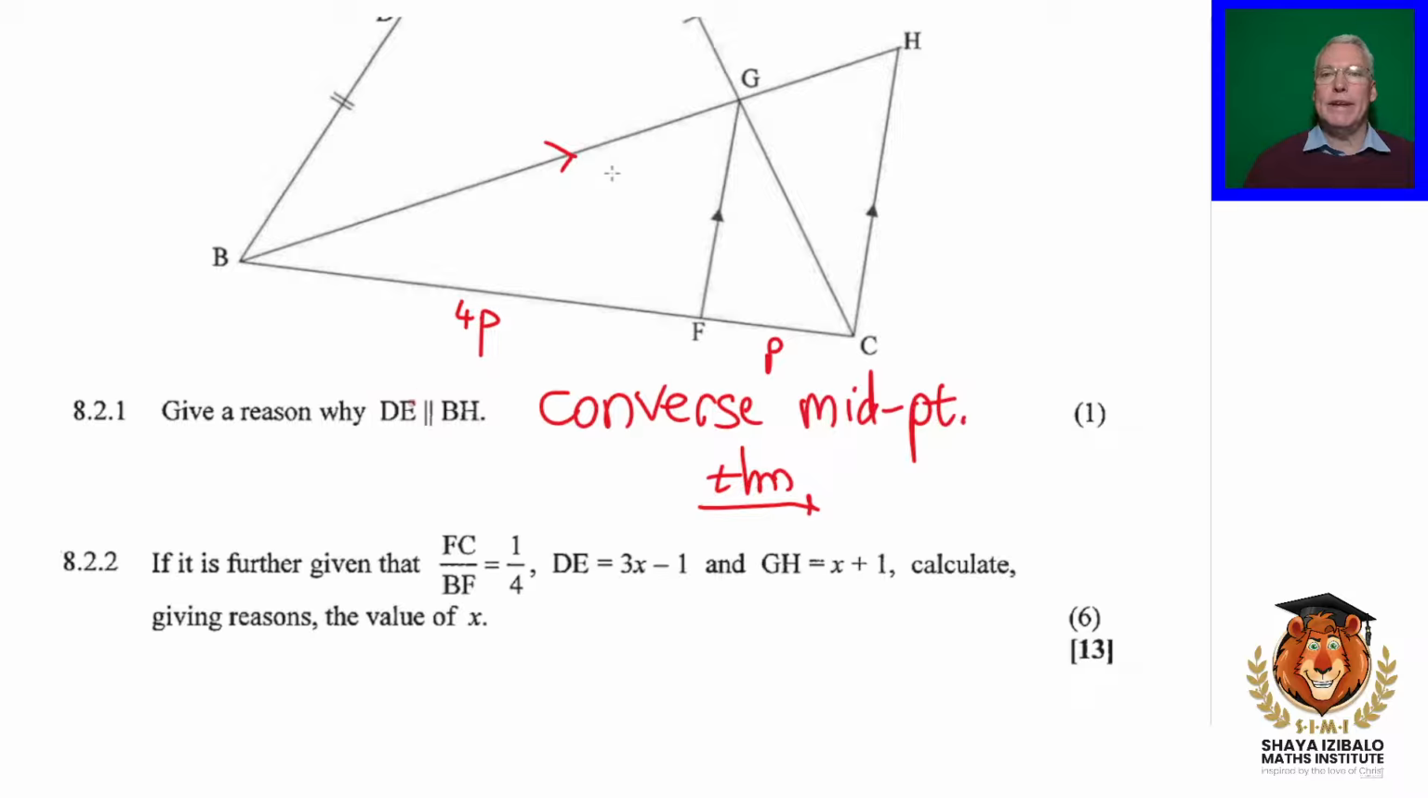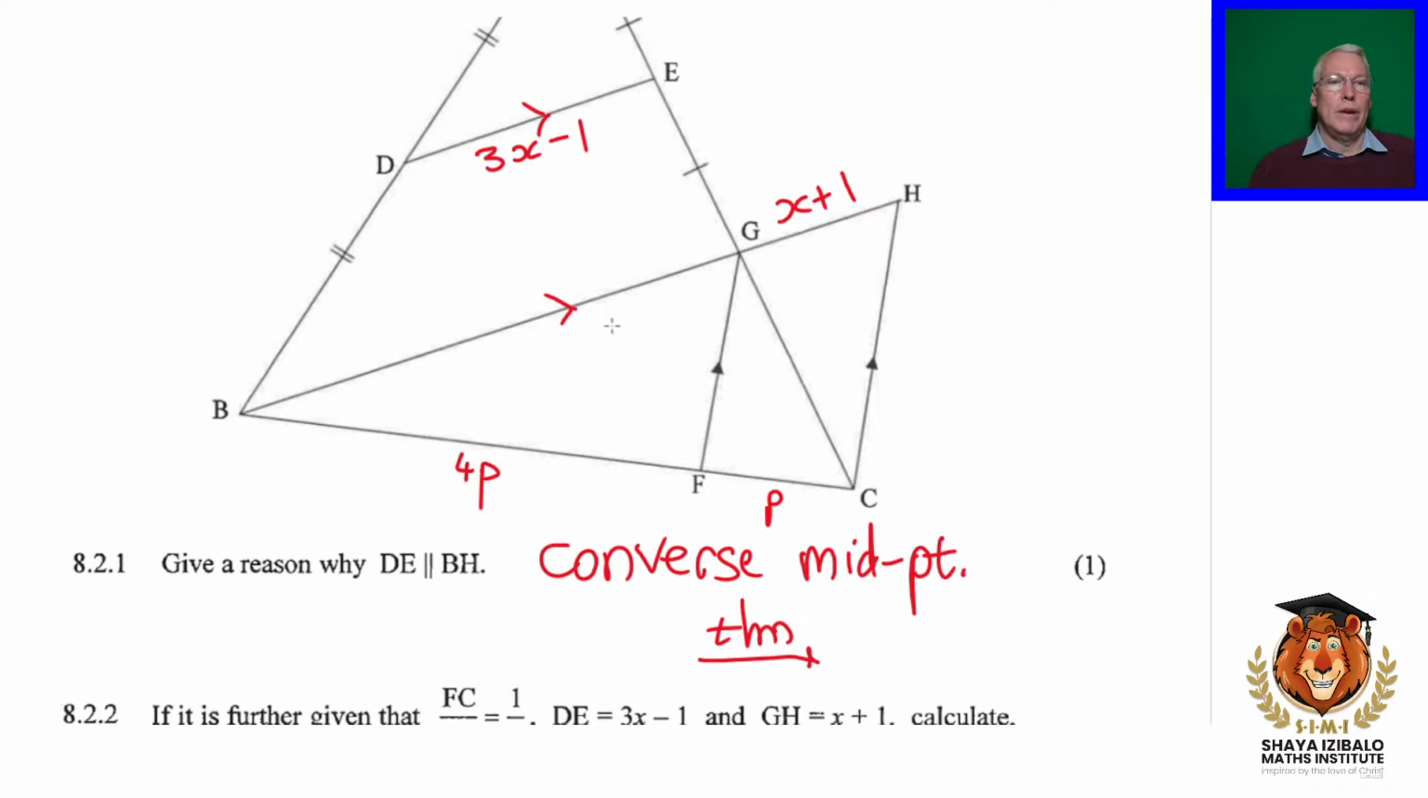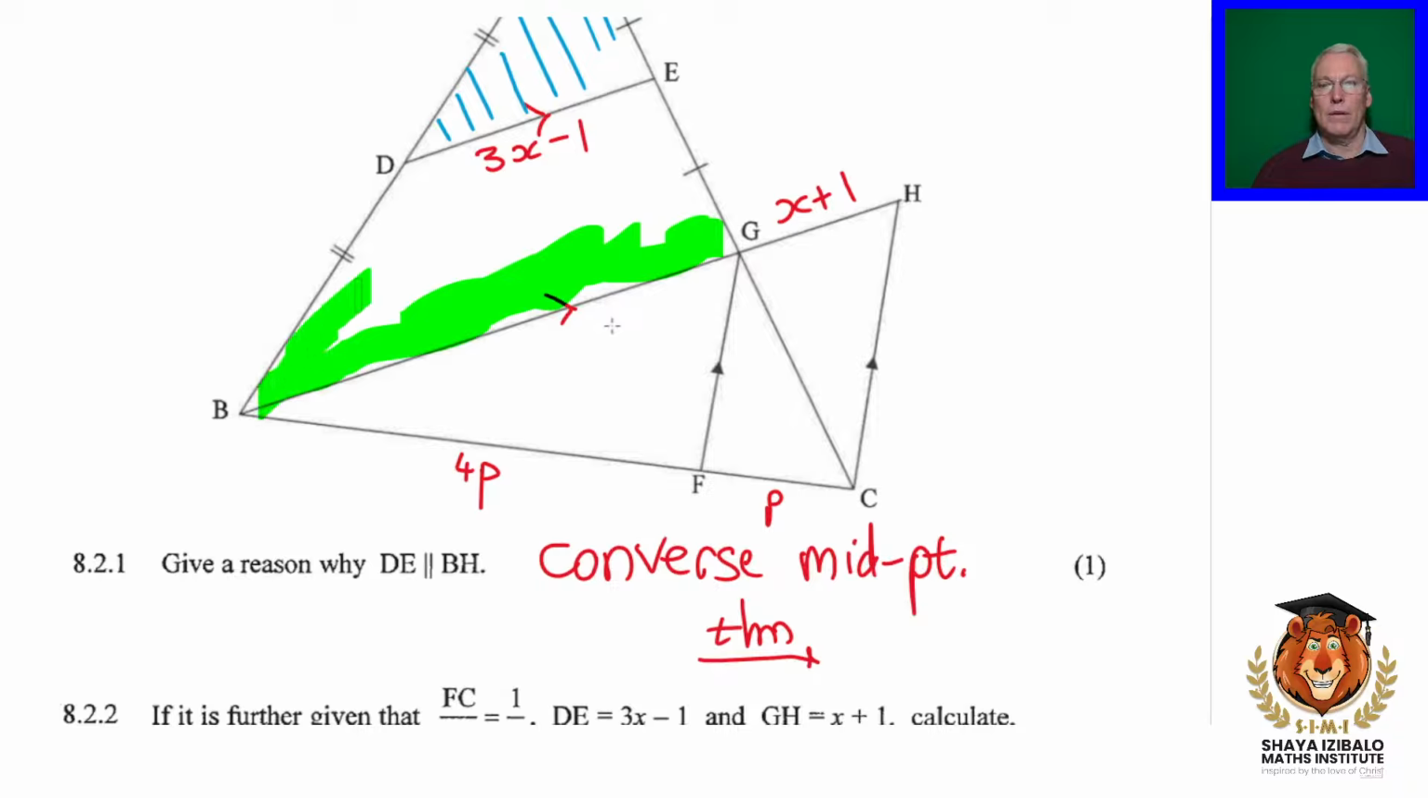It tells us that DE is 3x minus 1. That's an actual length. And GH is x plus 1. And it says, find, giving reasons, the value of x. Okay. Now, what we know is that this little blue triangle up at the top here is similar to the green triangle, to the bigger triangle here. These triangles are similar.